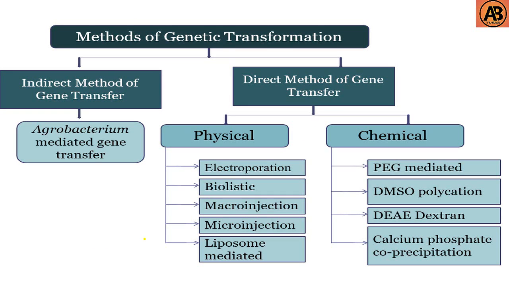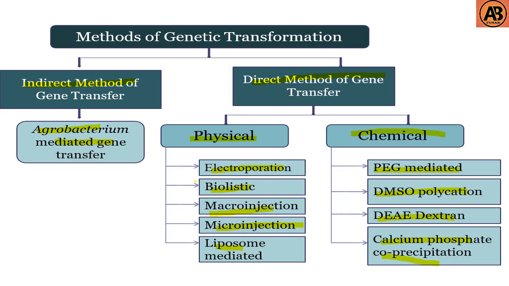Here we can see the types of genetic transformation. Mainly two types. First one is indirect, which is caused by Agrobacterium-mediated gene transfer, and the direct method of gene transfer. Direct method is of two types: physical and chemical. Physical, such as electroporation, ballistic, macro-injection, micro-injection, liposome-mediated, etc. Then chemical: PEG-mediated, DEAE-dextran, calcium phosphate co-precipitation. So these are the chemical.